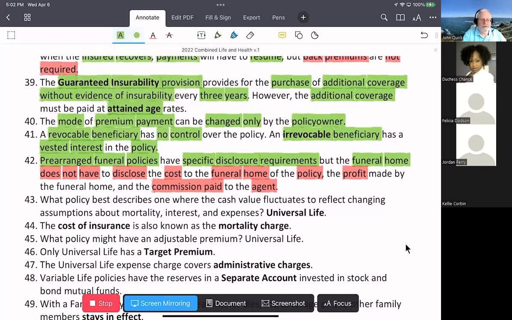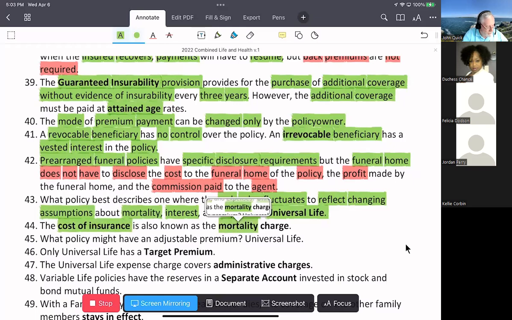Now, what policy best describes one where the cash value fluctuates to reflect changing assumptions about mortality, interest, and expenses? Why, I guess it'd be Universal Life, MIE. They mess with mortality, interest, and expenses. You know, cost of insurance is also known as the mortality charge.